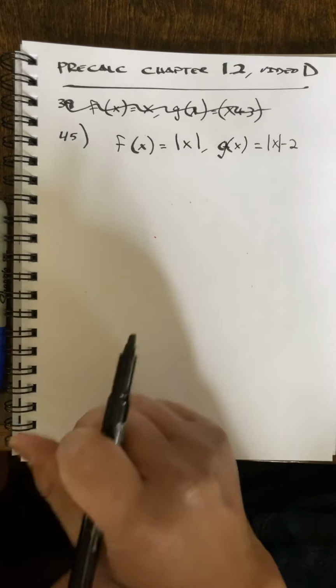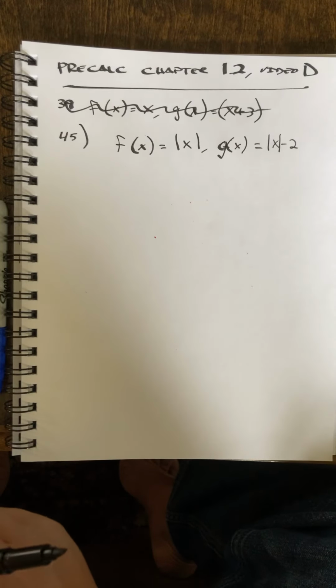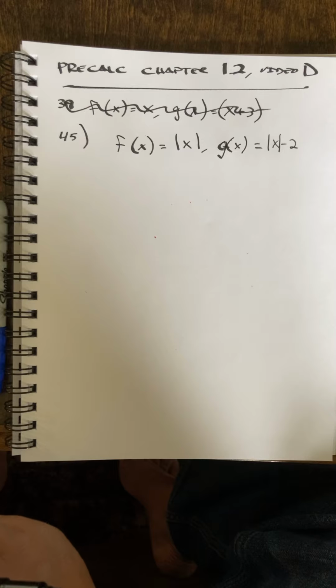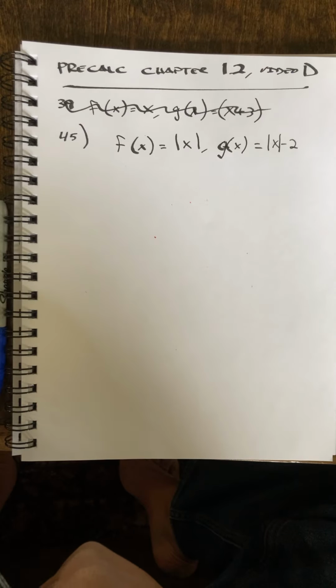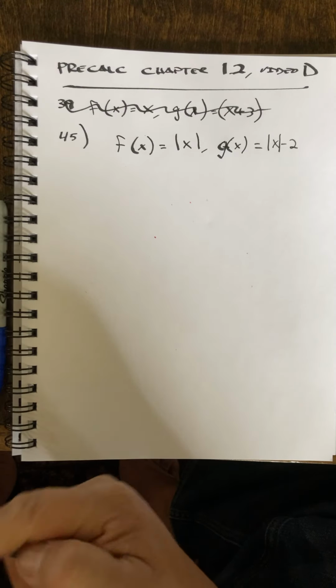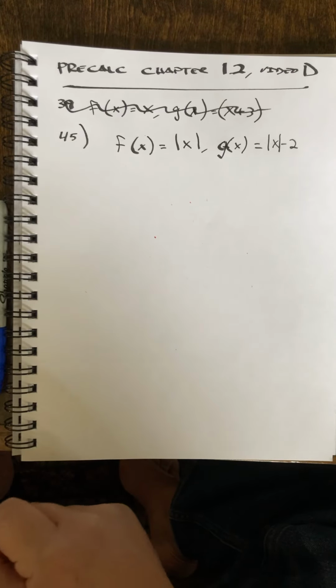All right, and then the direction says graph the given functions f and g in the same rectangular coordinate system. Select integers for x, starting with -2 and ending with +2. Once you have obtained your graphs, describe how the graph of g is related to the graph of f. Okay?